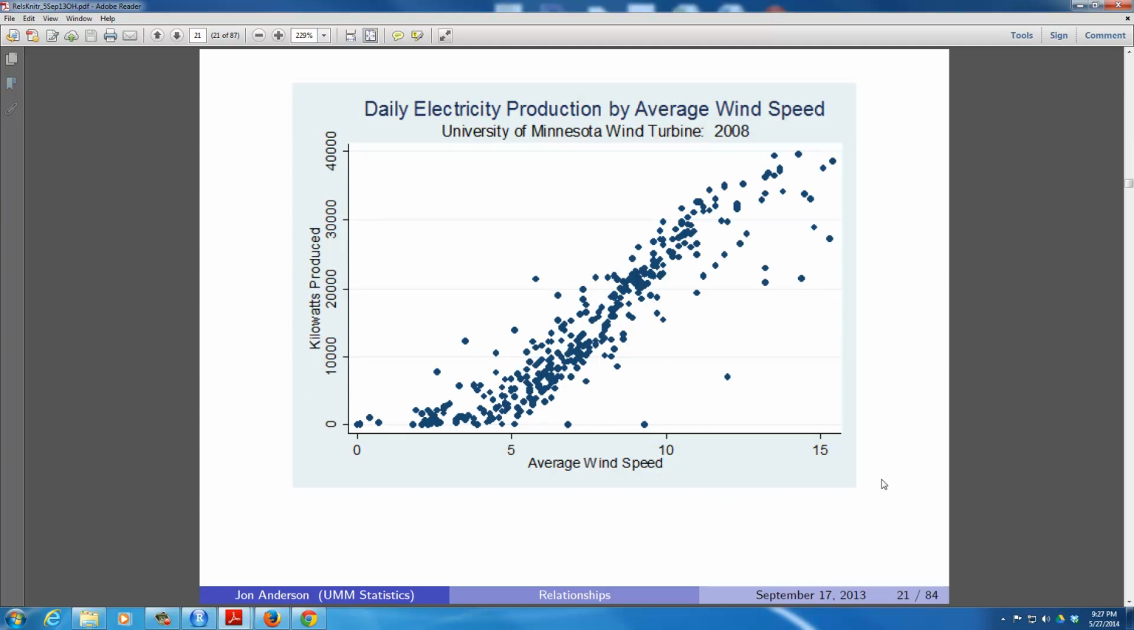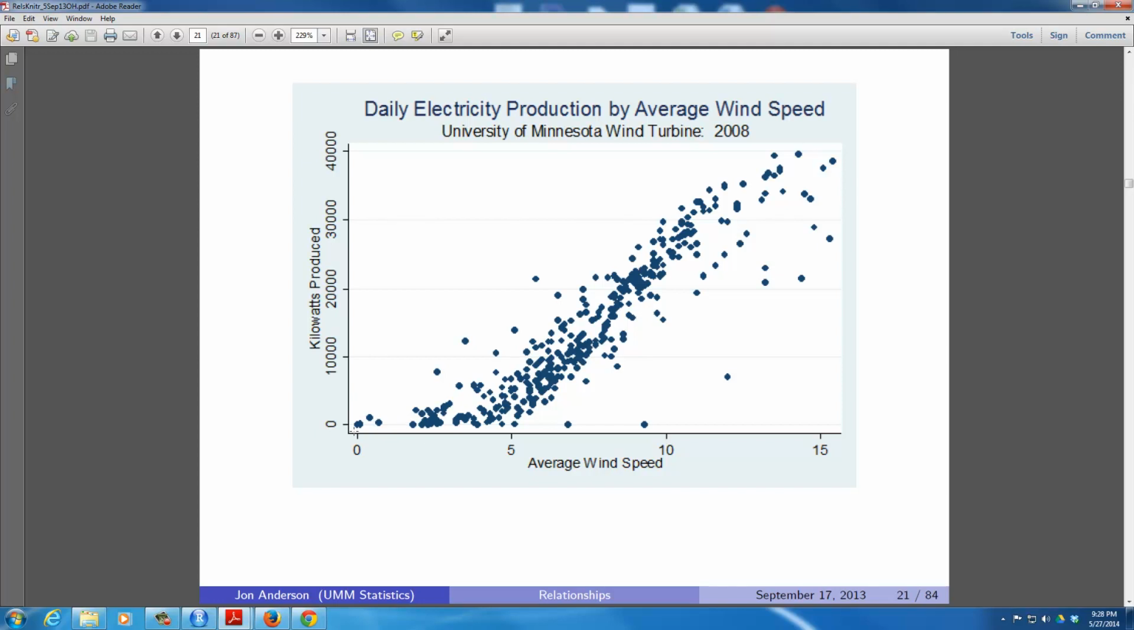Here's a scatter plot for a wind turbine that's here at the University of Minnesota Morris, generating electricity for our campus. Here's the relationship between the average wind speed on a day and the amount of energy produced by this wind turbine. And you can see the general pattern of positive association. The more wind, the more electricity produced. That's a positive association. You can also see that there's sort of an S shape here, a nonlinear shape. This is not a linear pattern, and the scatter is very concentrated and not a lot of scatter around the pattern. Let's try to understand what some of this means.